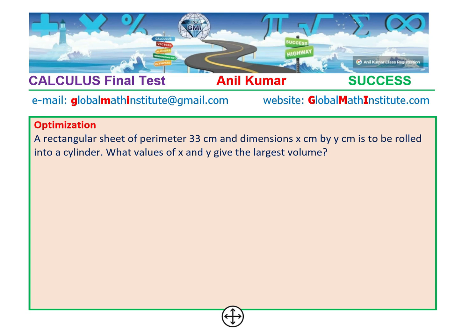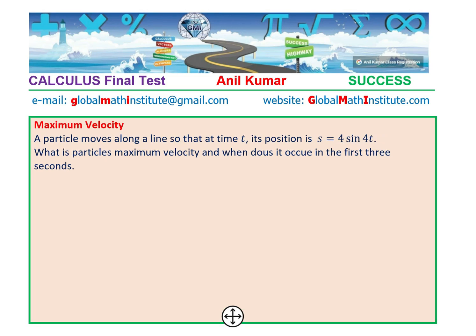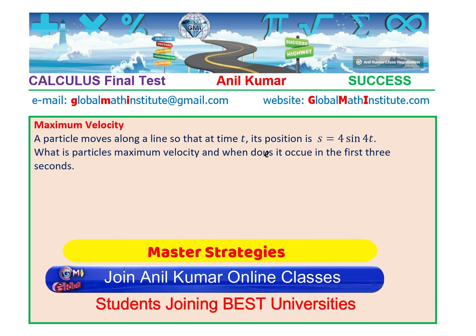Very interesting question. And now we're moving on to the last question of this test paper: a particle moves along a line so that at time t, its position is s equals 4 sine 4t. What is the particle's maximum velocity and when does it occur in the first 3 seconds? So with that, we end our test paper. Go through these questions once again, pause the video, answer them, practice.